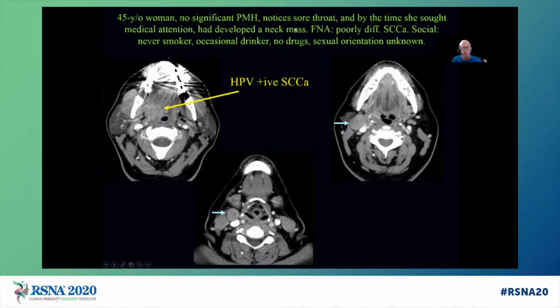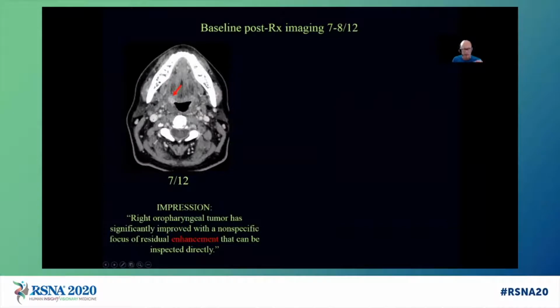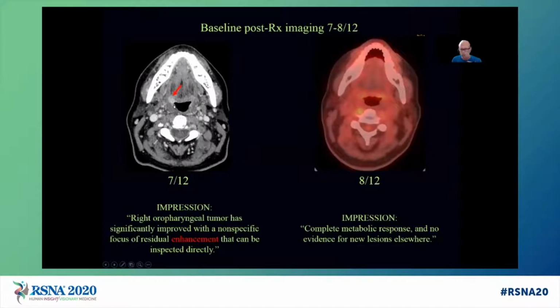This was a 45-year-old woman with no prior history, had a sore throat, and by the time she sought medical attention, the diagnosis of this node was poorly differentiated cancer. She had no drug or smoking history, and she's got a large tonsil cancer here that's HPV positive. Now, after chemoradiation, she had a little bit of residual sulcus enhancement here, but a post-treatment PET CT, which has a very high negative predictive value, was negative. There was nothing. It was a complete metabolic response.